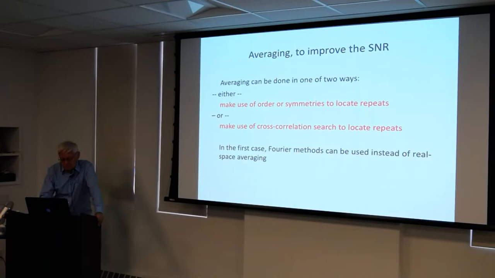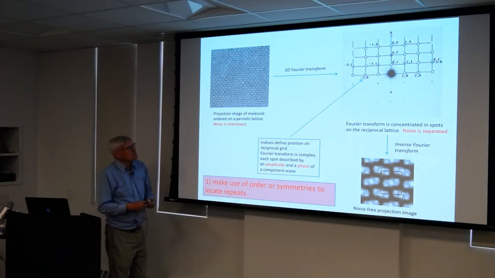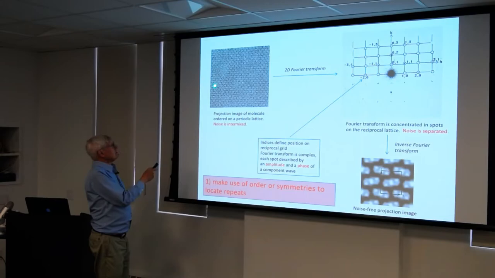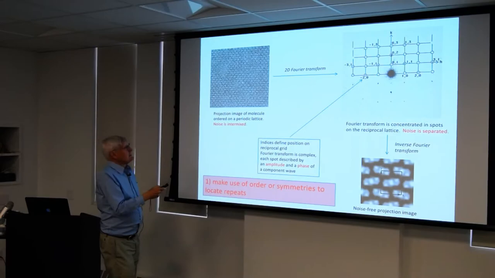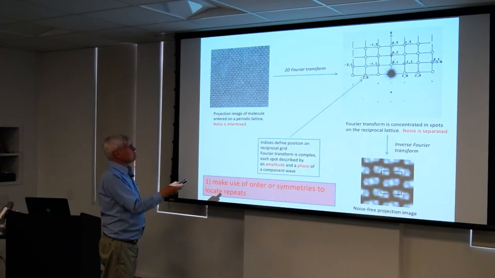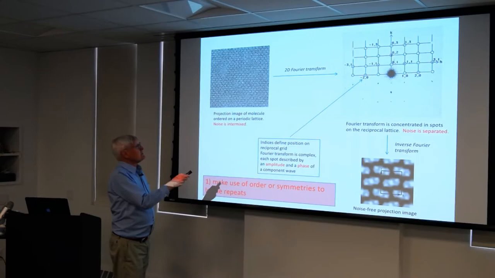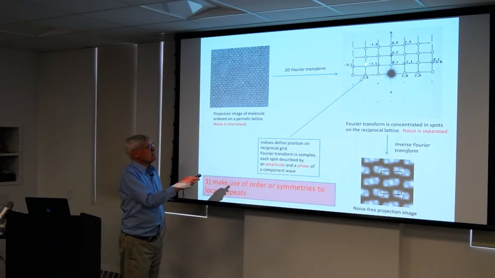Okay, so here's an example of what happens in a crystal. The noise and the signal are completely intermixed here, and now we can perform a two-dimensional Fourier transform, and then all of a sudden we see that the periodic information is concentrated in these reciprocal points. So these are points or reflections in Fourier space. And the noise is all over the place.